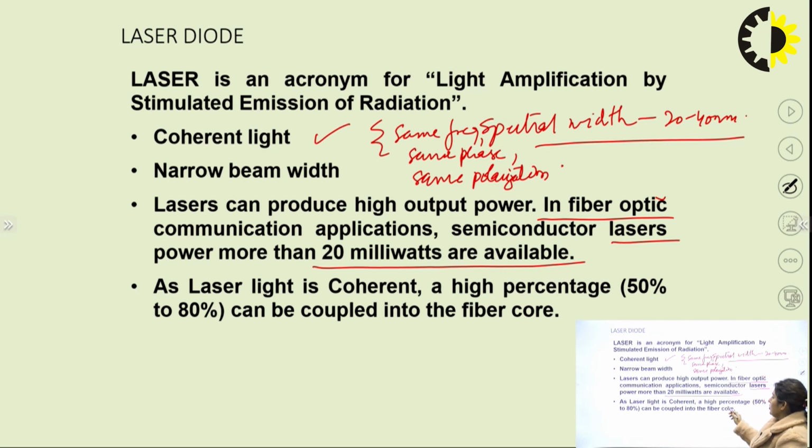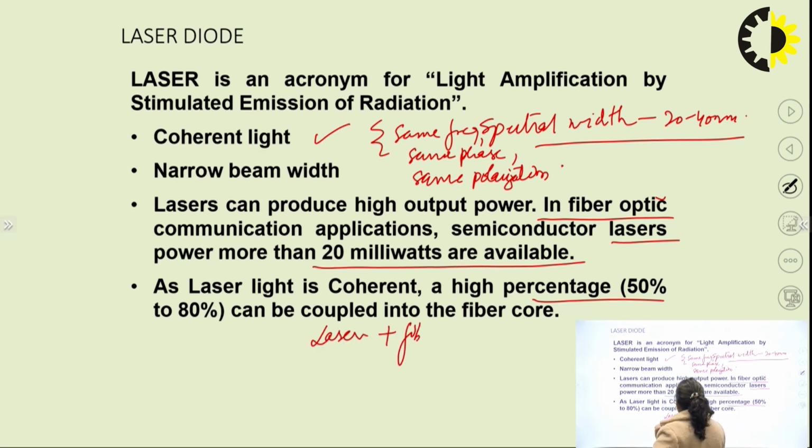As laser light is coherent, a high percentage, that is 50 to 80%, can be coupled into the fiber core. So the beam is also narrower as compared to the LEDs in the case of the laser, and also we have the coherent light. So we have the same frequency, same phase and same polarization in the case of the laser, and the beam width is also narrow. That's why we can easily couple lasers with fibers. So there is one advantage. So laser plus fiber is a more efficient method to couple light.